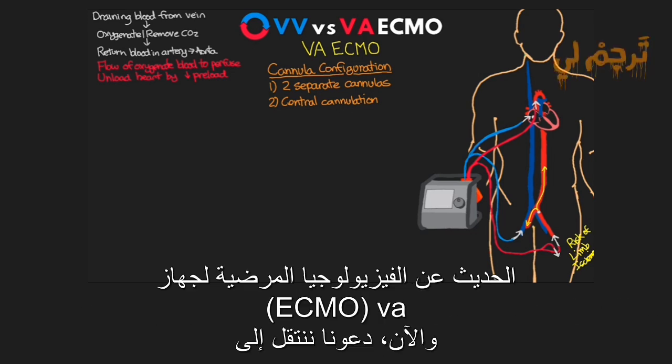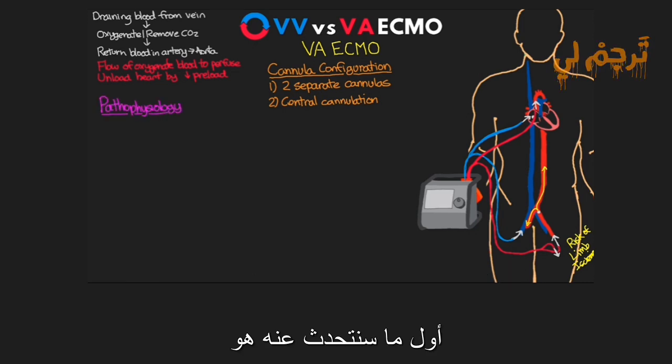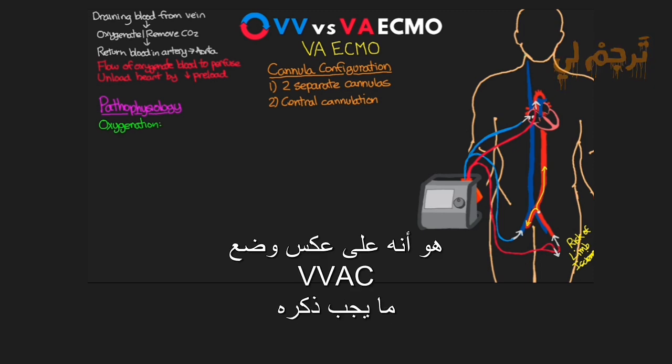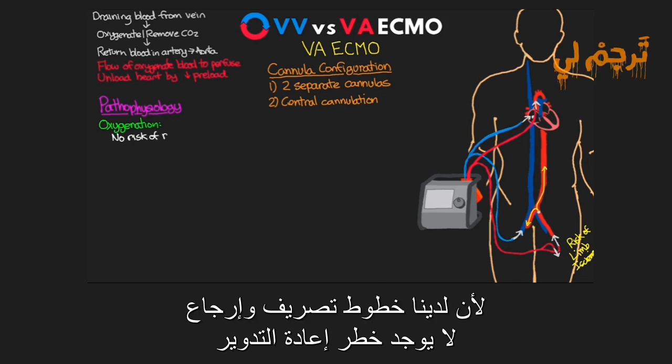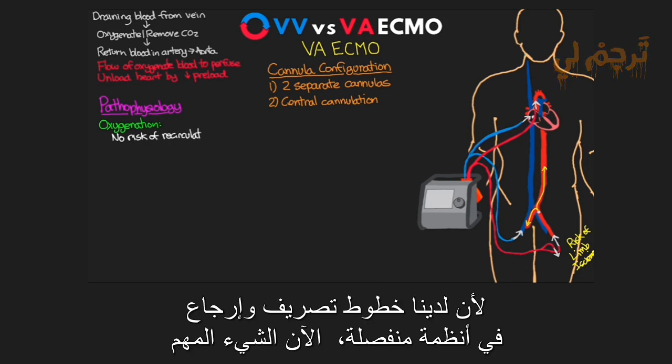So now let's go ahead and move on and talk about the pathophysiology of ECMO. First thing we're going to talk about is oxygenation. And the first thing to really mention is, unlike ECMO, there is no risk of recirculation as we have drainage and return lines in separate systems.